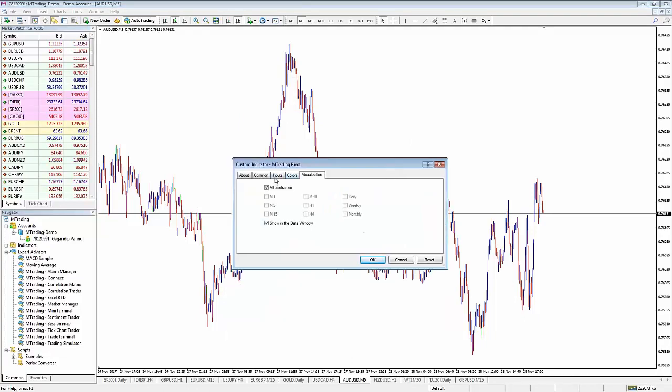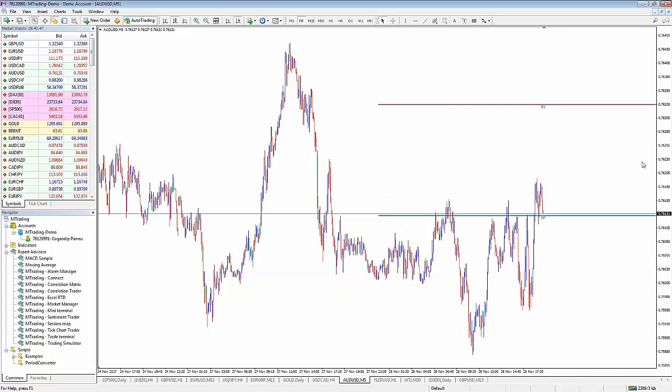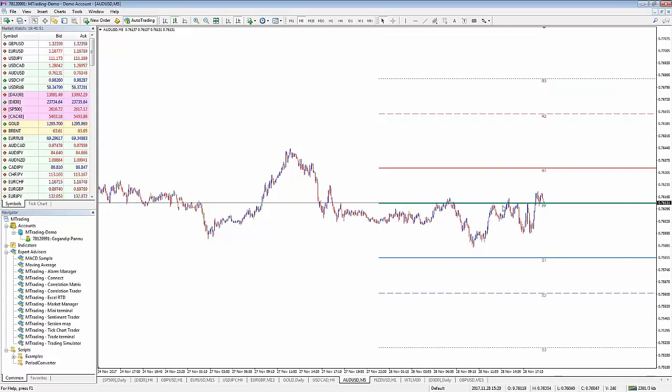A box will pop up such as this. This would be shown in all time frames. You can set colors and input details, but let's keep them at standard. And as you can see, that is where the pivot point is currently. So the idea is we want to view what price action does around these support and resistance levels.